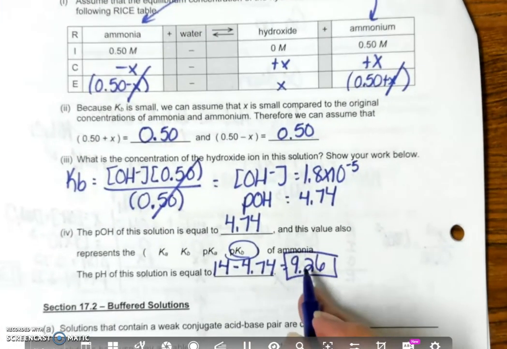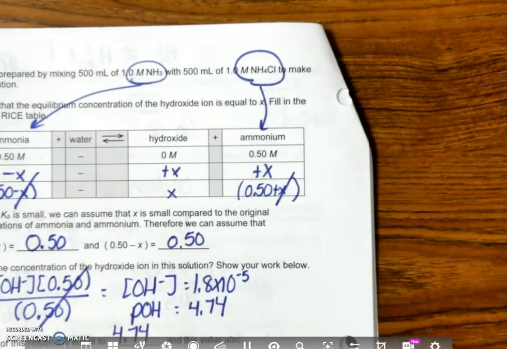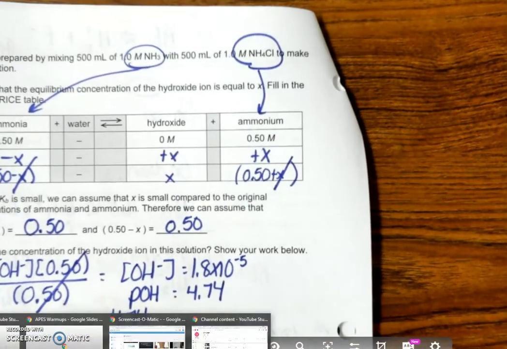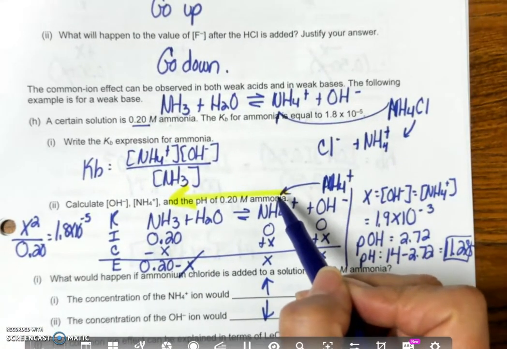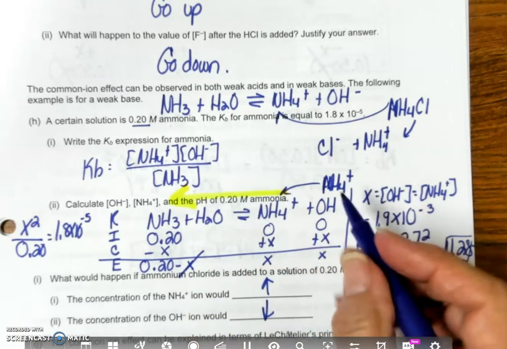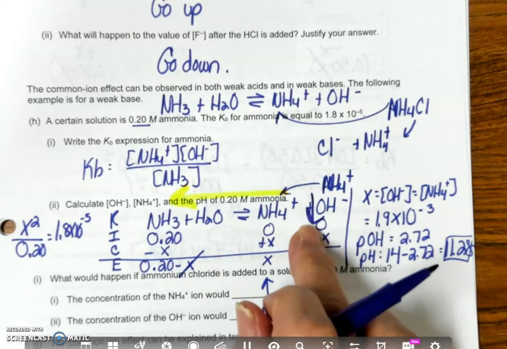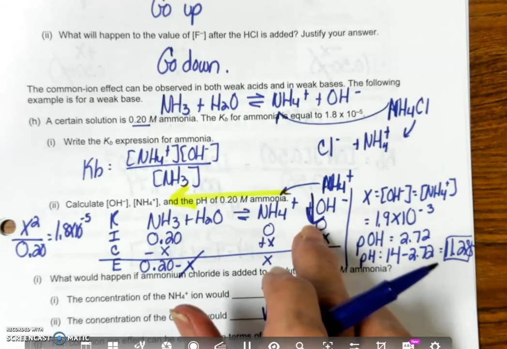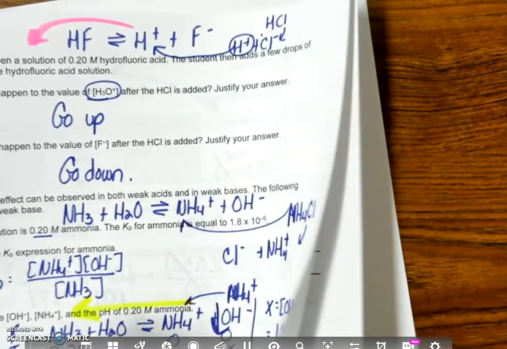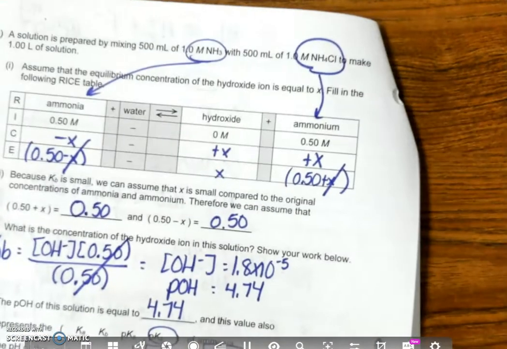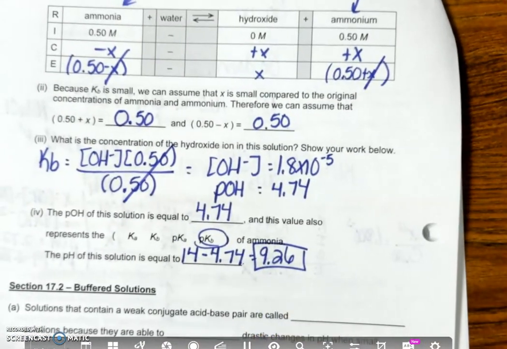Notice, what did I do here? I went from a pH of 11.28 down to 9.26, because basically what did I do? I added the ammonium salt, shifted the equilibrium in this direction, and the concentration of that went down. Because the concentration of that went down, the pH went down also. And so the pH of the solution with the common ion, it makes sense that it's lower than the pH of the base by itself.